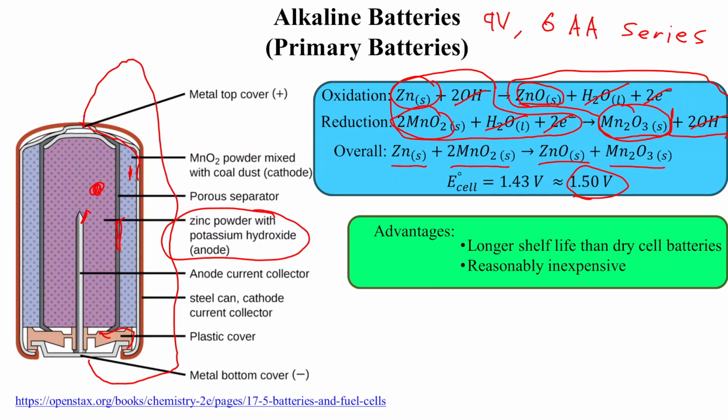So some of the advantages of alkaline batteries is that they have a longer shelf life than dry cell batteries, and they're reasonably inexpensive.